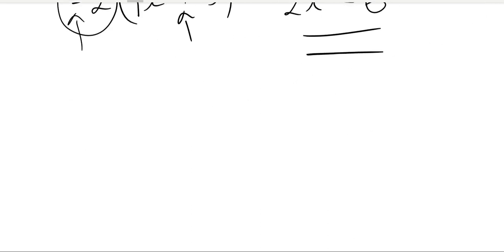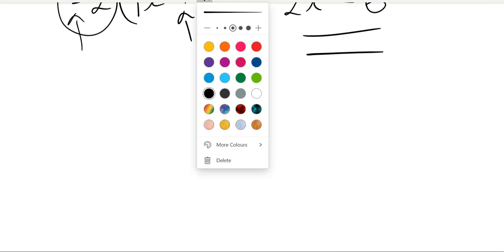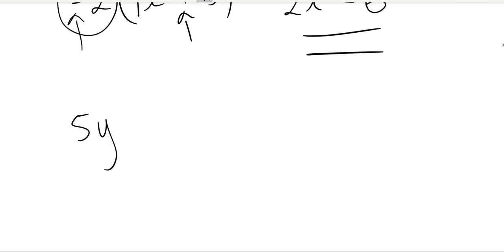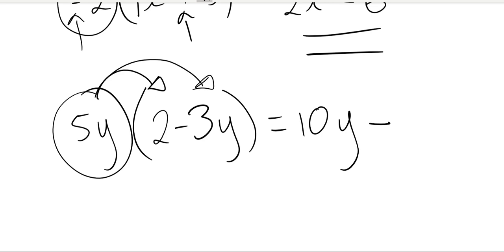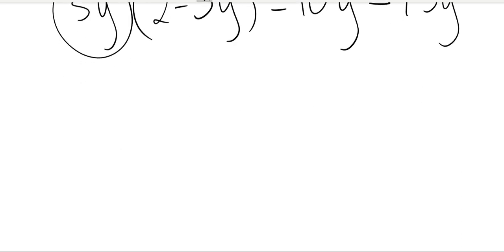Let's do another one. Let's say we have 5y multiplied by 2, take away 3y. The whole term on the outside: 5 times 2 is 10, so this will give me 10y. These two are different symbols, so I will get a negative here. 5 times 3 is 15, and then y times y is where I get the y squared. All right, let's look at some brackets that look a bit different.